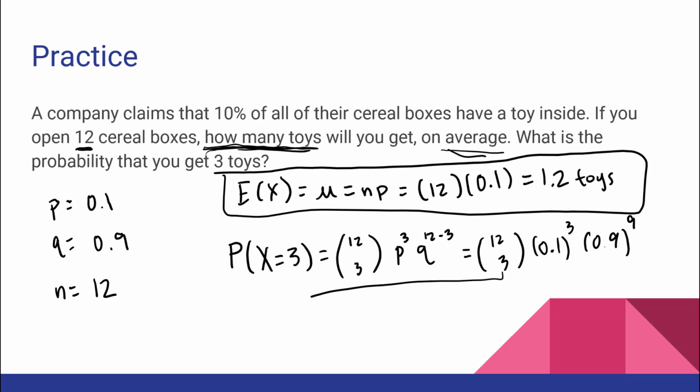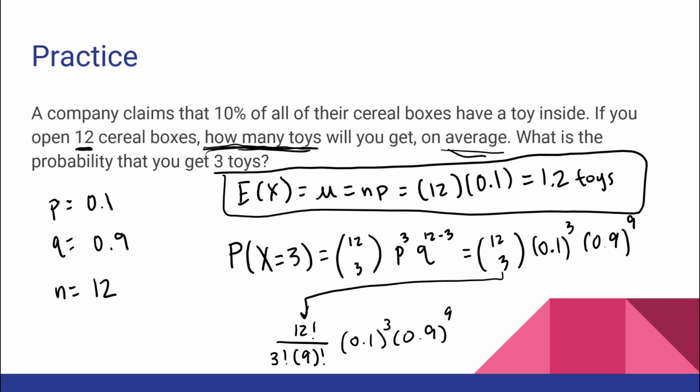Normally you can just plug this directly into the calculator, but for the sake of demonstrating combinations, I'll multiply out the whole thing. So the formula for combinations is again our big factorial thing. So we have our n factorial over r factorial, so that's our 3, times 12 minus 3 factorial, which is equal to 9 factorial. And then we have our 0.1 to the power of 3 here and 0.9 to the power of 9. Here we can cancel out a bunch of stuff.